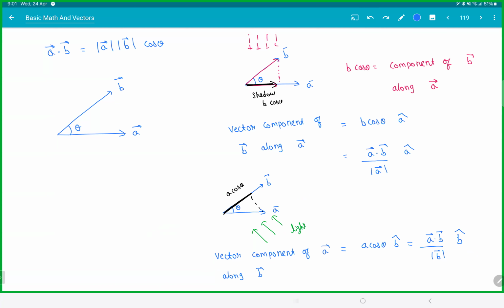Next one. Now, how do we get this dot product, how do we calculate it exactly? Any doubts on this page? Can I turn the page?